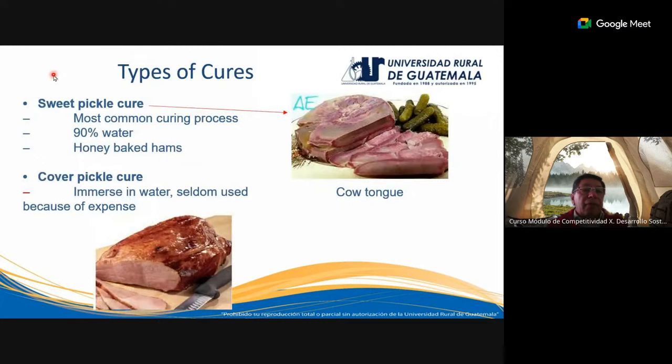Another option is to use sweet pickle cure, and this method is the most common curing process that uses 90% water and honey baked hams. As an example, we can see here that also cow tongue are preserved using this method. Another option is cover pickle cure. And in this case, we need to immerse the meat in water and cure them just because of expenses.